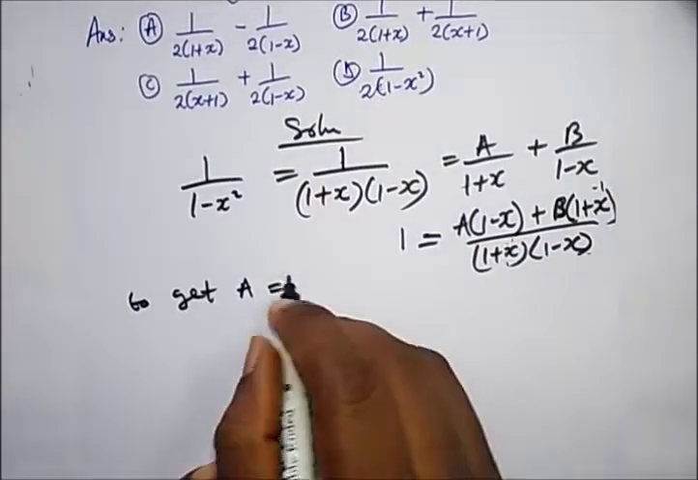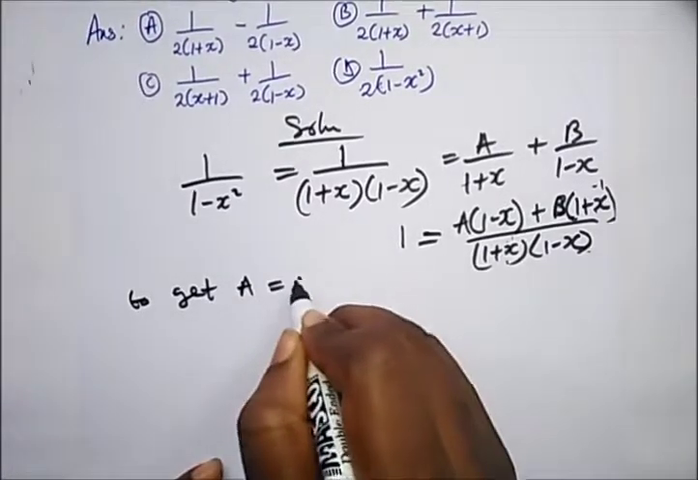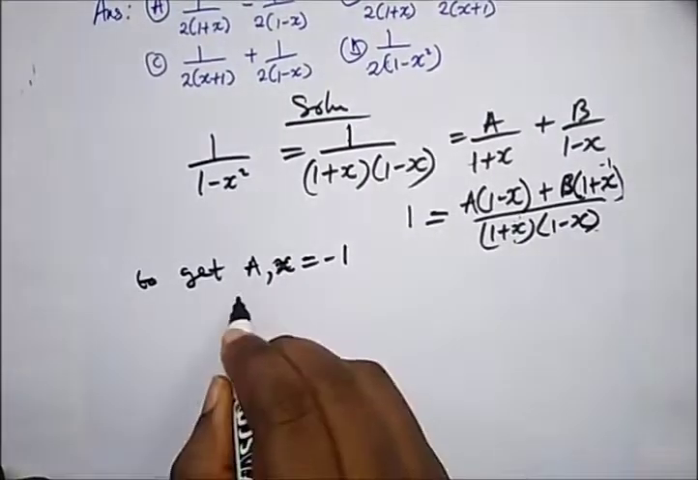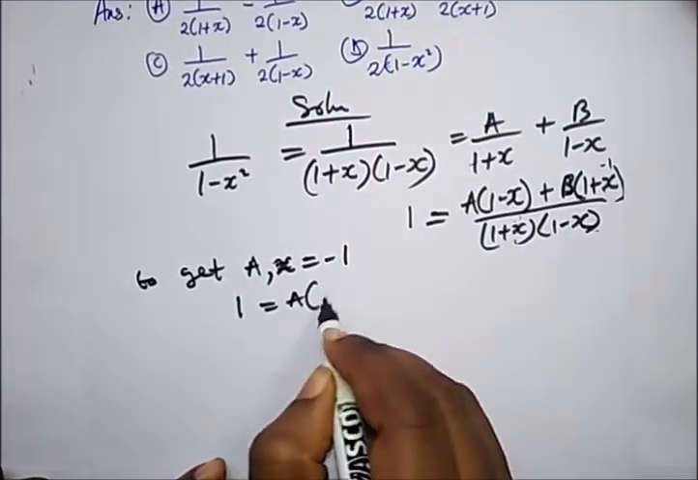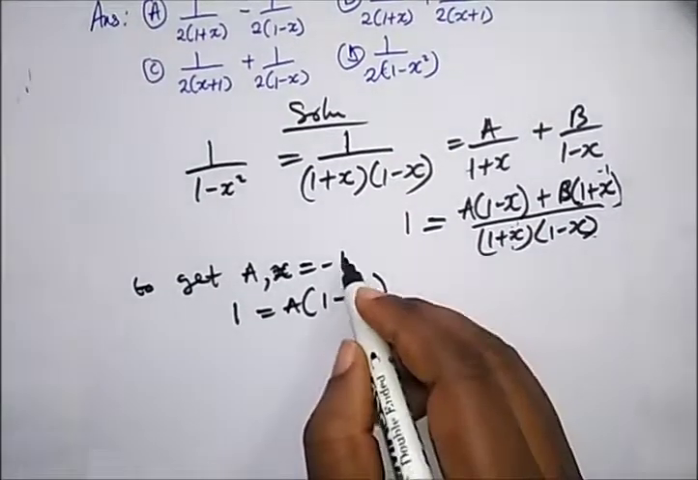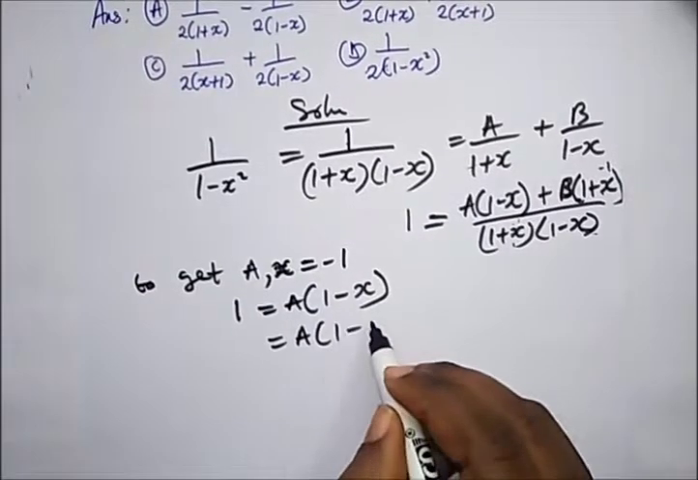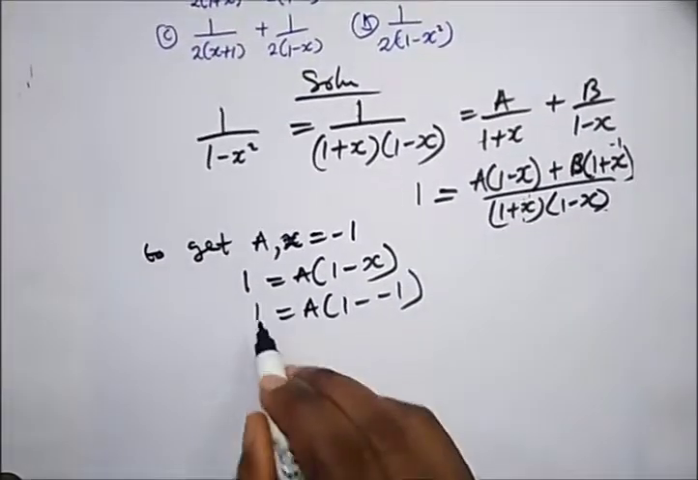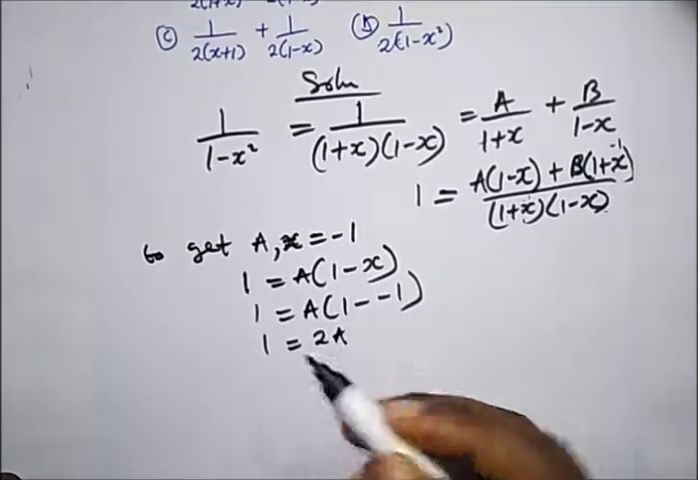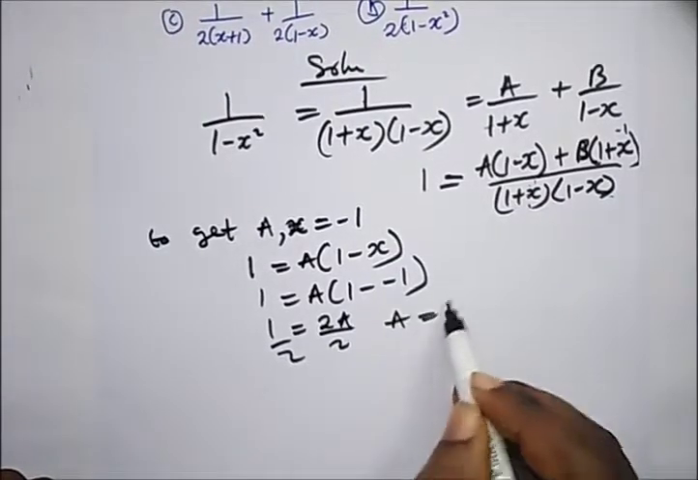So we are left with what? To get A, we'll put x equal to minus 1. So we are going to be left with 1 equal to A bracket 1 minus x. All right, so all you need to do is put minus 1 into here. So we have A bracket 1 minus 1. So that is 1 equal to 2A. 1 minus 1 is 2. So we divide both sides by 2. So A is equal to what?